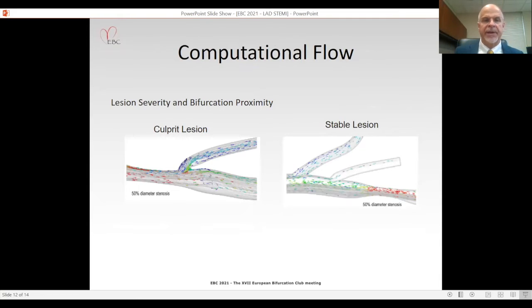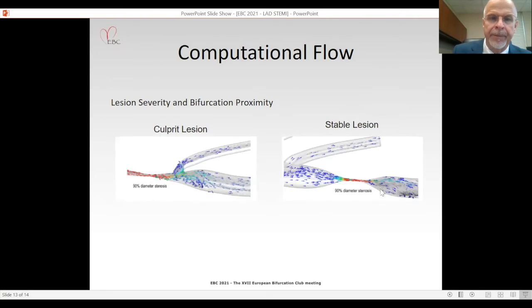I want to look at just two examples of computational flow characteristics. First, in a moderate stenosis of about 50%, and then in a more severe stenosis of 90%. Shown here on the left is a culprit lesion identified because of its proximity to a bifurcation. And we see even with a rather moderate stenosis, there is flow recirculation at the origin of the side branch, predisposing to eventual thrombosis. If you look at a stable lesion defined by its distance from the bifurcation, the same moderate stenosis has no effect on flow recirculation and maintains laminar flow.